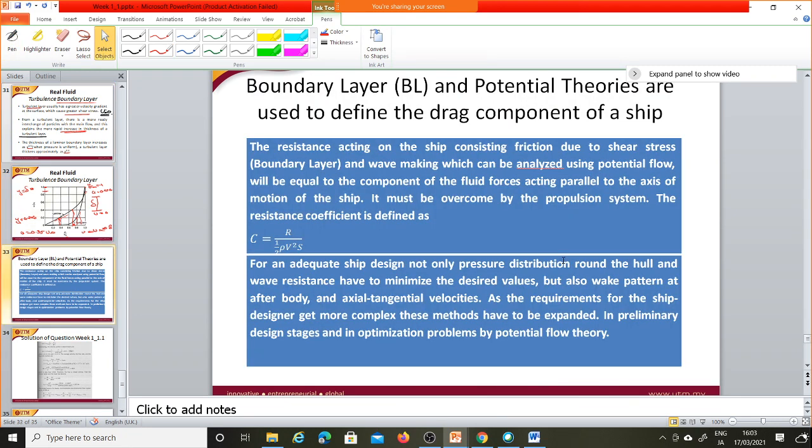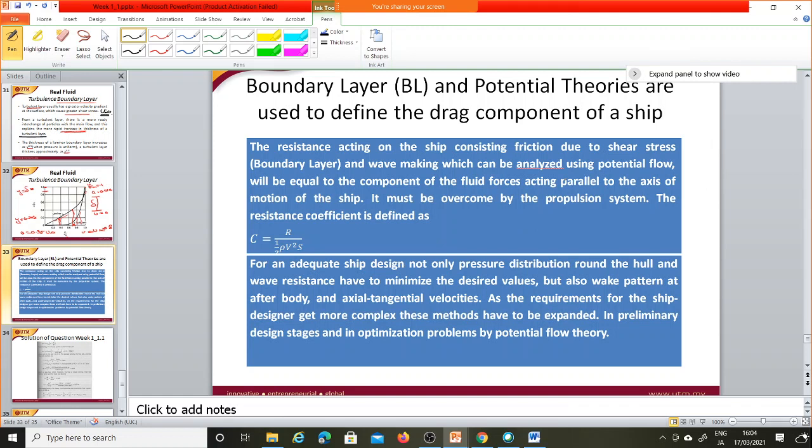Okay, the last thing is that the boundary layer and the potential flow or potential theories are used to define the drag component of the ship. So sometimes you might get questions asking why we need to know the boundary layer and how you will utilize this knowledge when you consider the design of a ship.